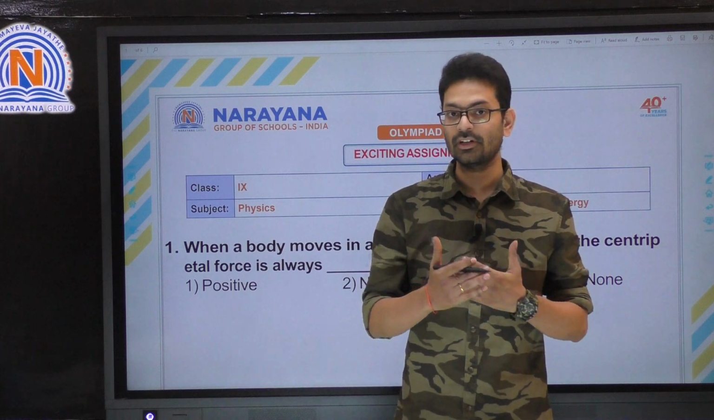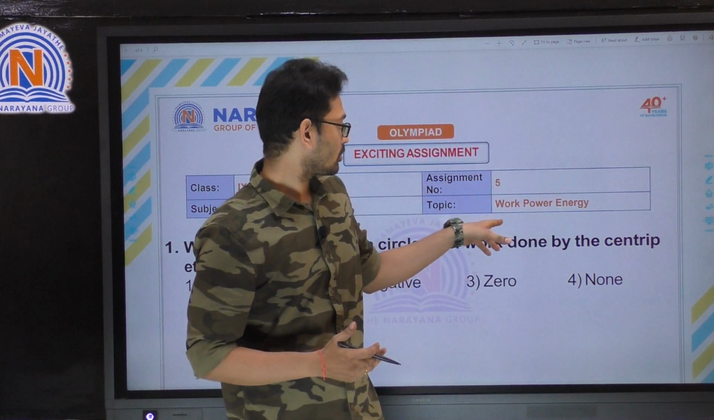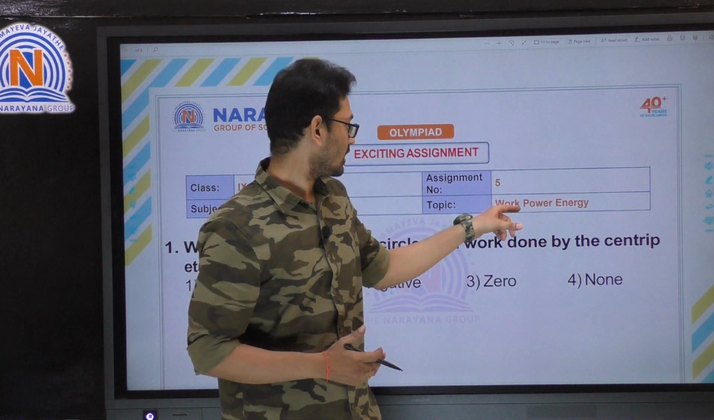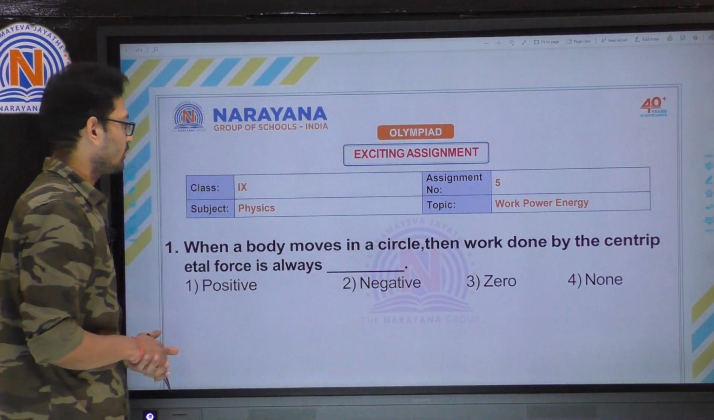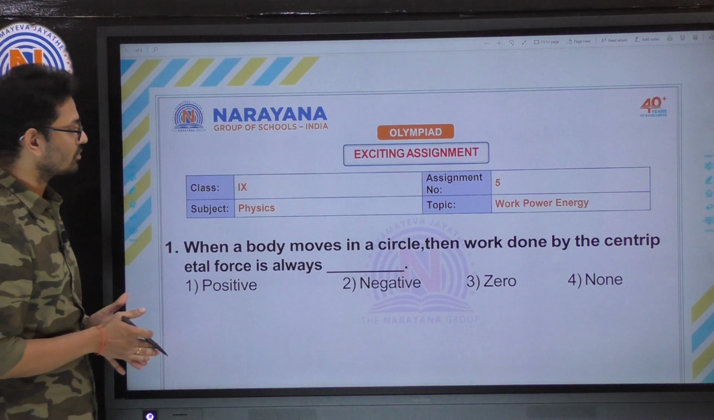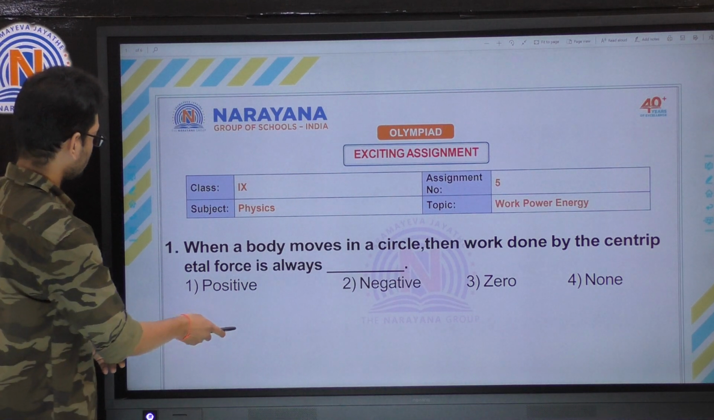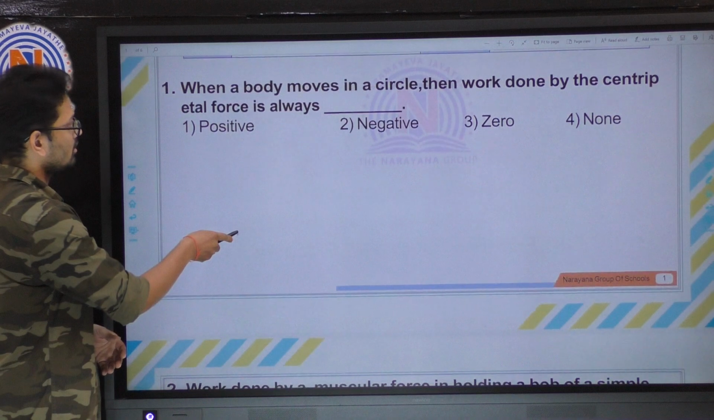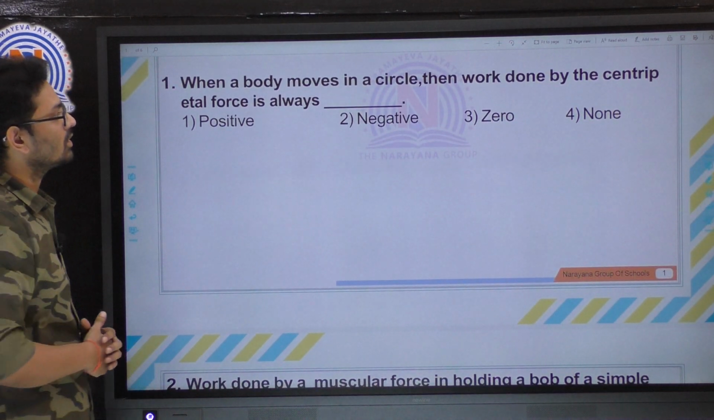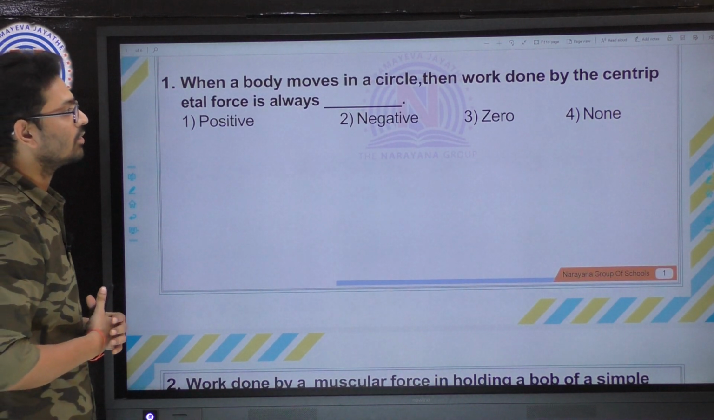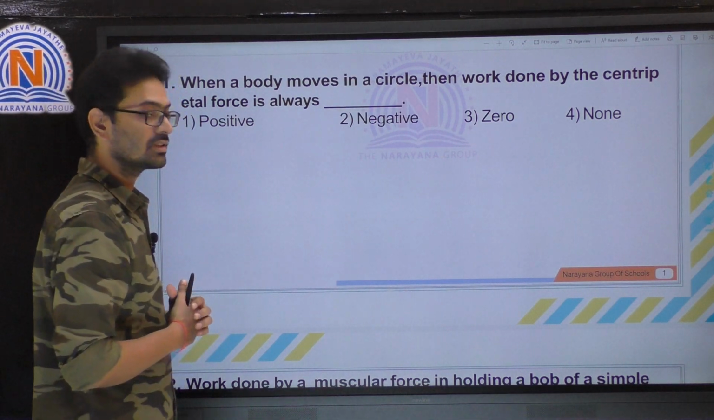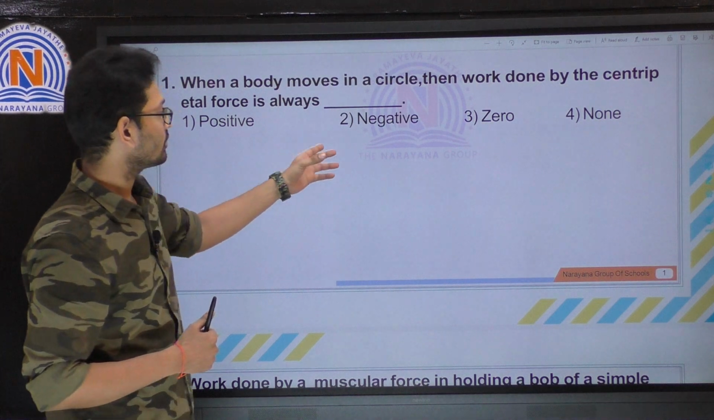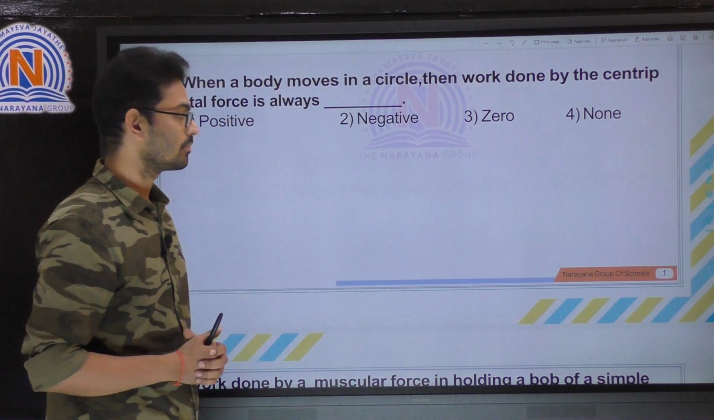Today I am here in front of you all to talk about the topic work, power, energy, assignment number 5. Now when we want to talk about this assignment, the first question which is given to you is, when a body moves in a circle, then work done by the centripetal force is always. The options given are positive, negative, 0 and none.